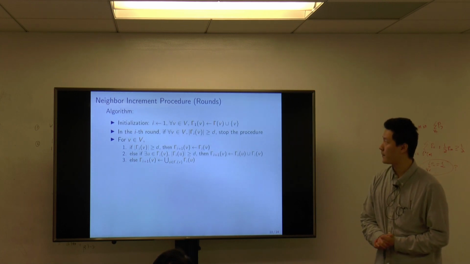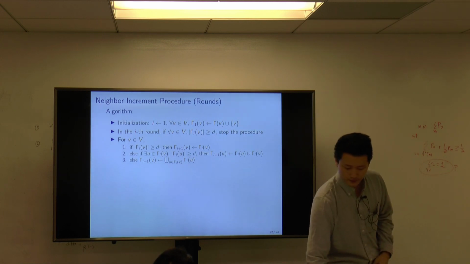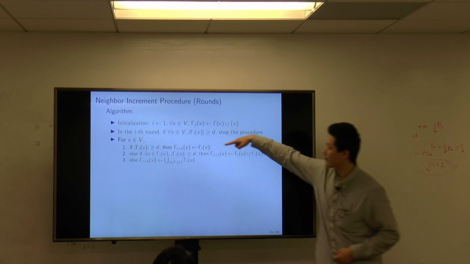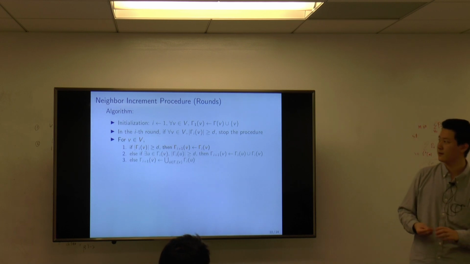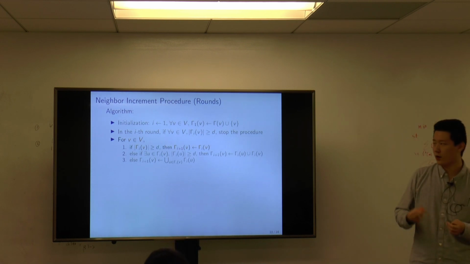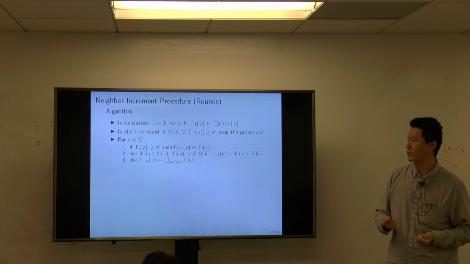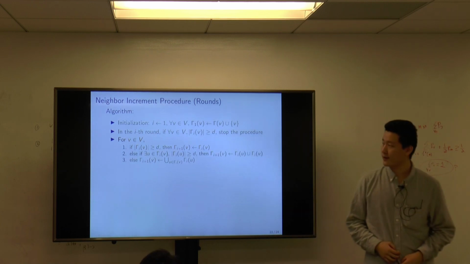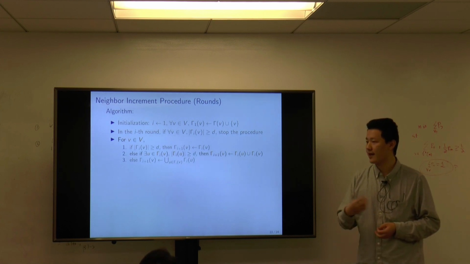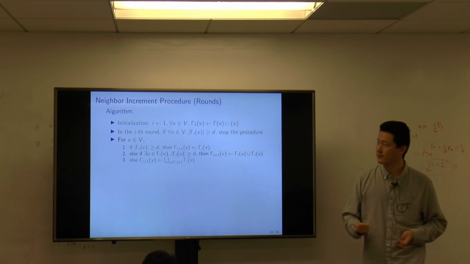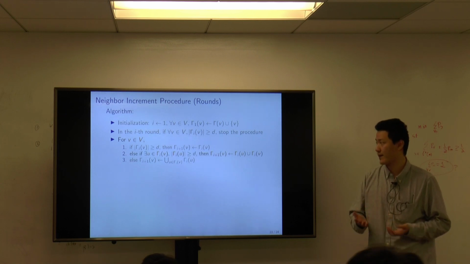Now let's analyze the number of rounds of this procedure. In the first case, if vertex V has a neighbor set which is already at least D, then in the remaining rounds the vertex V will always have degree at least D, so it always satisfies the requirement. In the second case, if vertex V has a degree smaller than D but has a neighbor which has a large degree, then after this round vertex V will always have degree at least D.